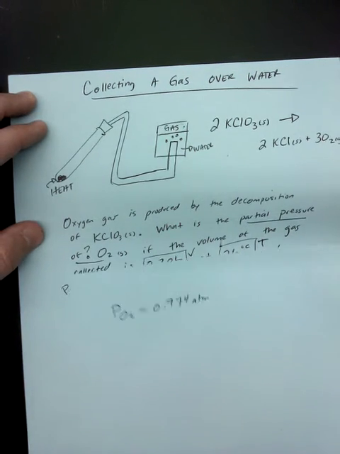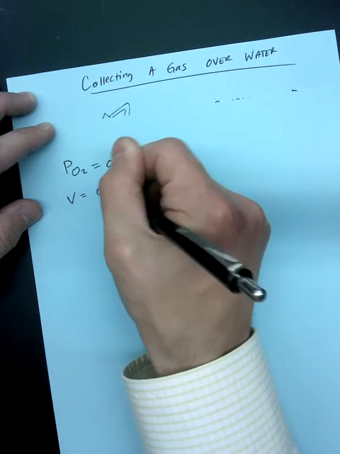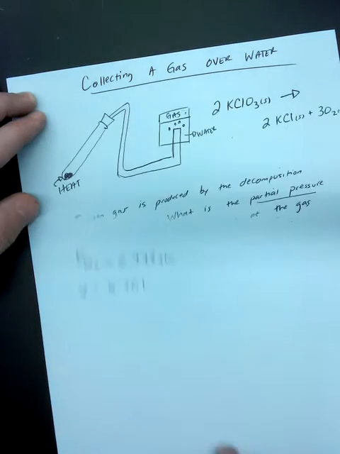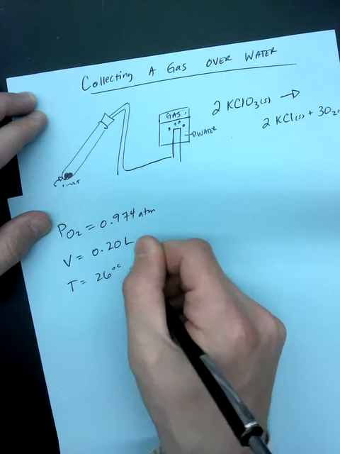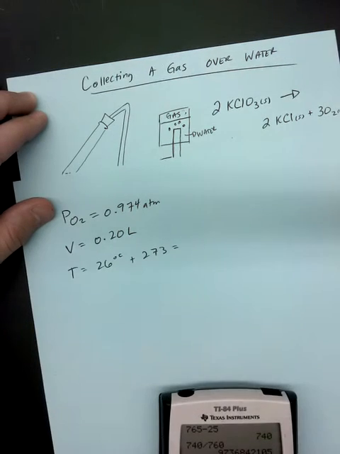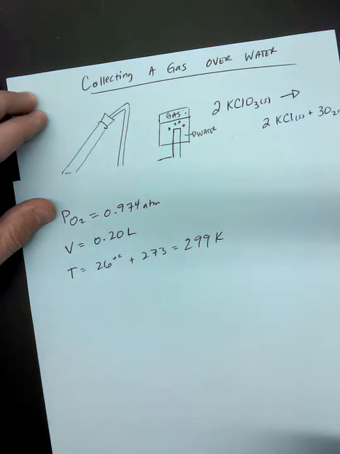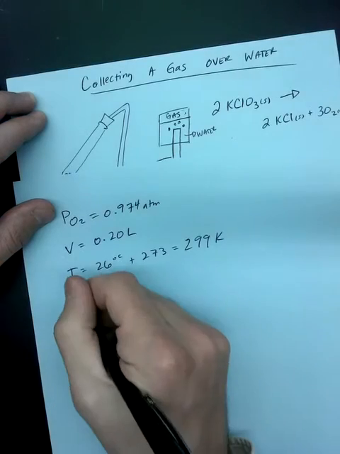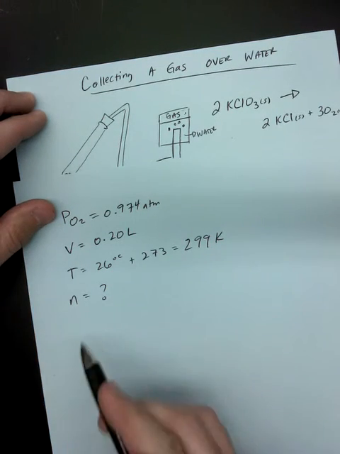My volume, let's go back to the problem. There's my volume. My gas volume is equal to 0.2 liters. My temperature is 26 degrees Celsius. I'm going to convert that to Kelvin right now because I can't use Celsius. That should be something that you automatically do. And we get 299 Kelvin. And I'm looking for moles. So take a look at what you have, guys. Look at what you're looking for.